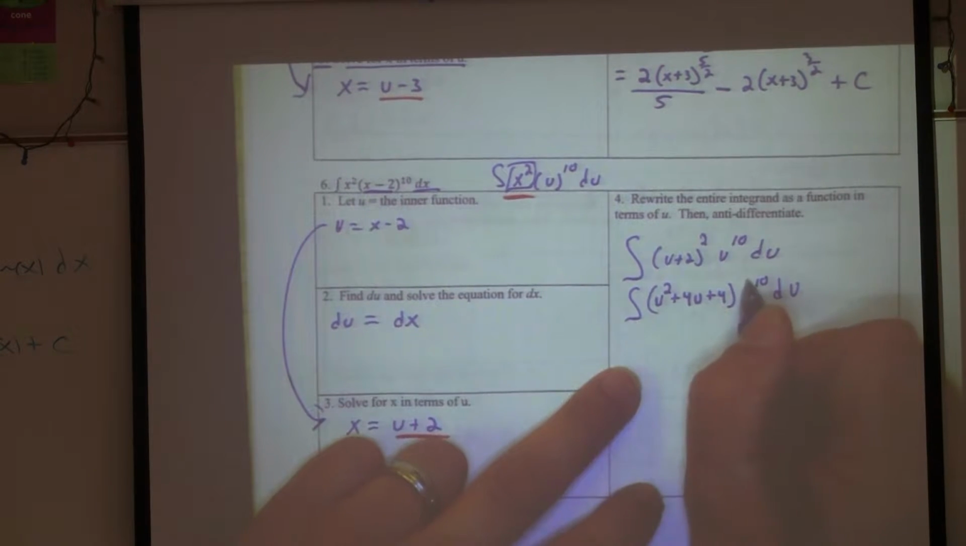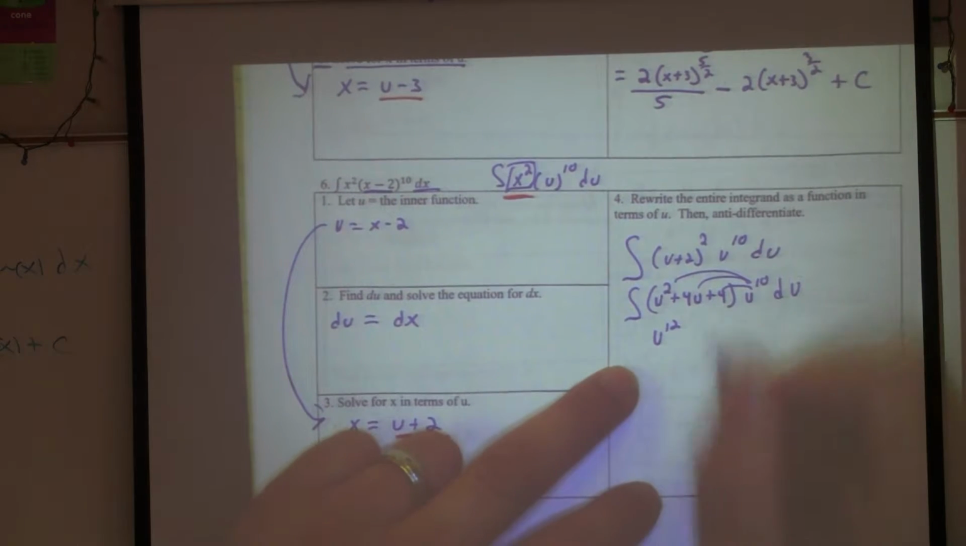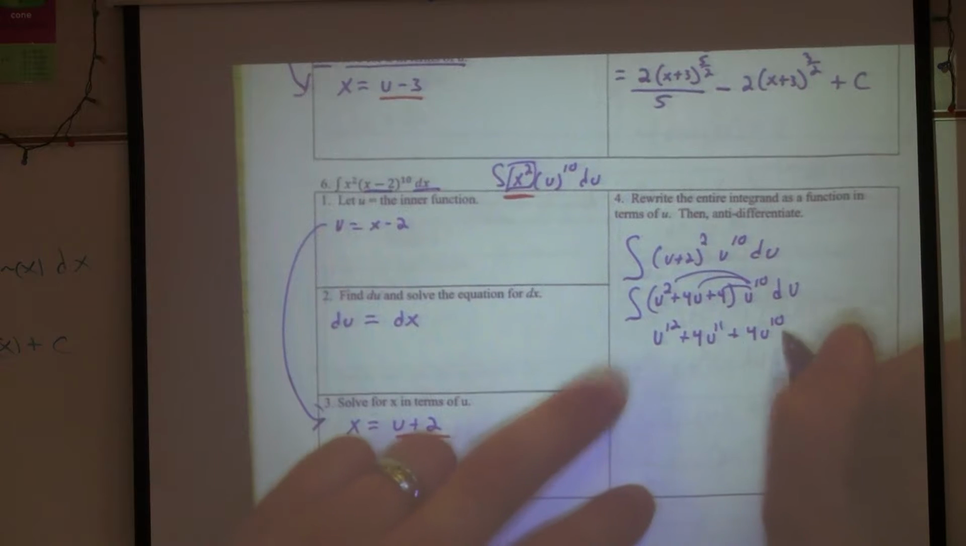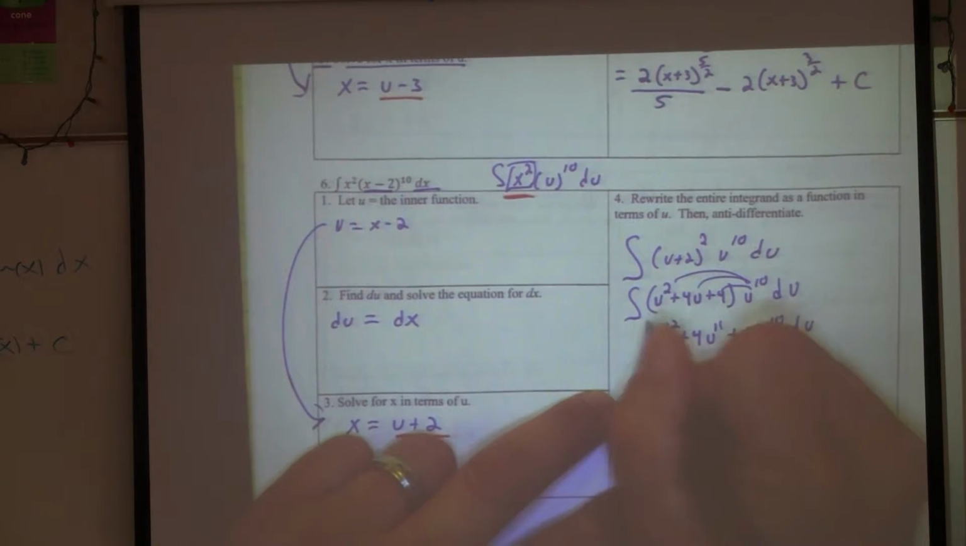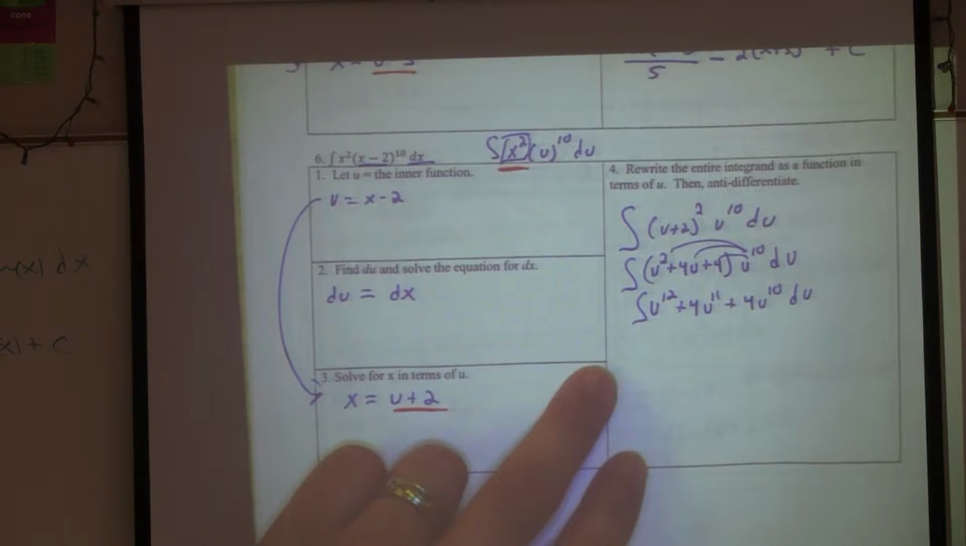Now distribute this guy. u to the 12, okay? Plus 4u to the 11, plus 4u to the 10. du, still haven't integrated. Now we're ready to integrate.